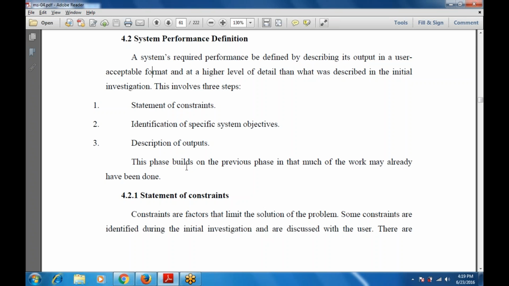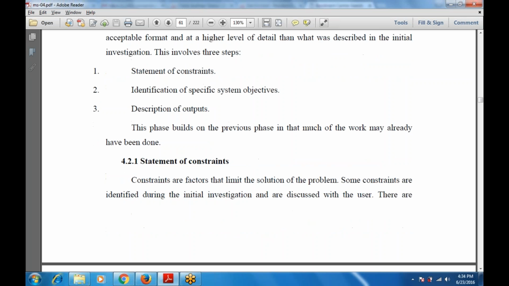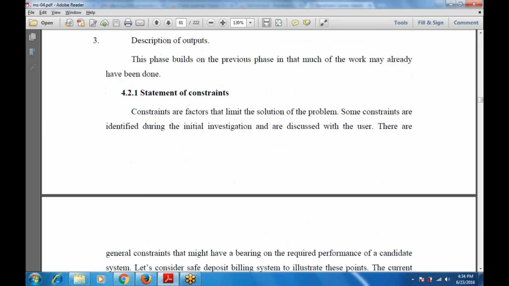So when we talk about the initial constraints, when we talk about the constraint, that is carried out with the various factors in the statement of constraints. So the statement of constraint means a limit that limits the solution to the problem. Some constraints are identified during the initial investigation and some are discussed with the user.